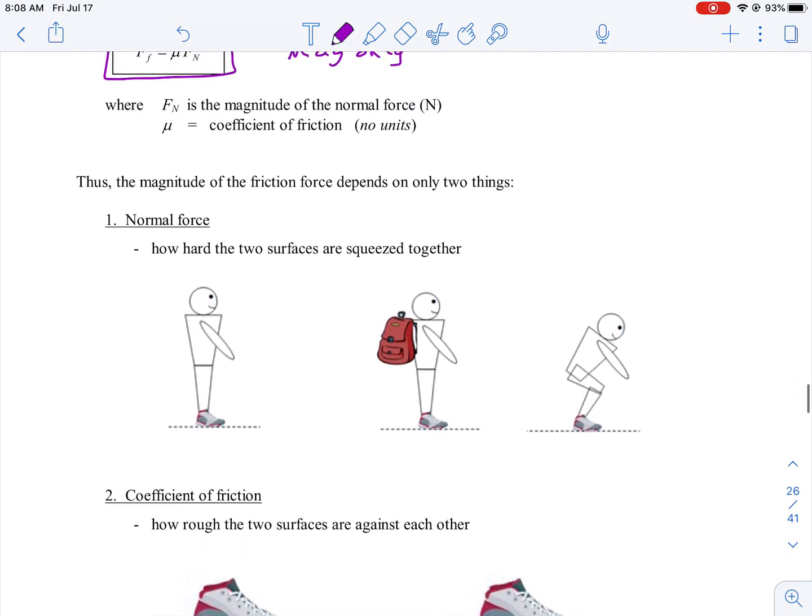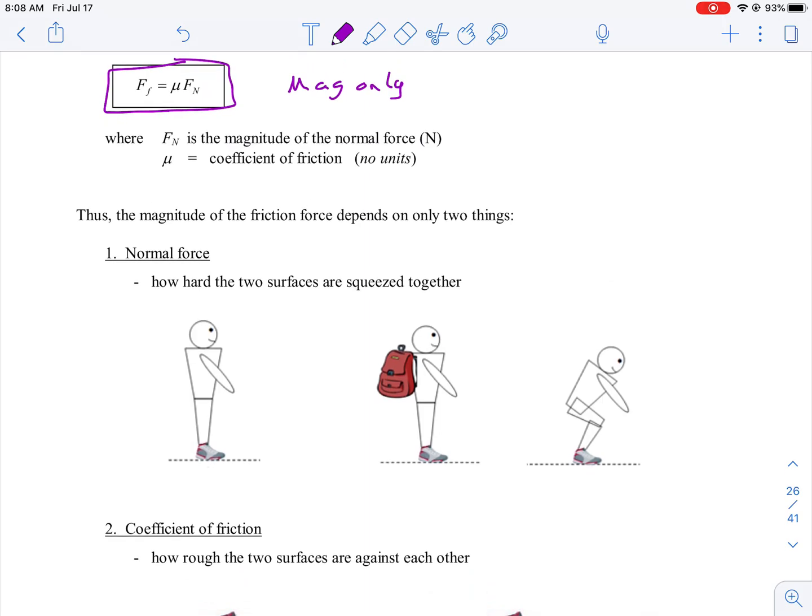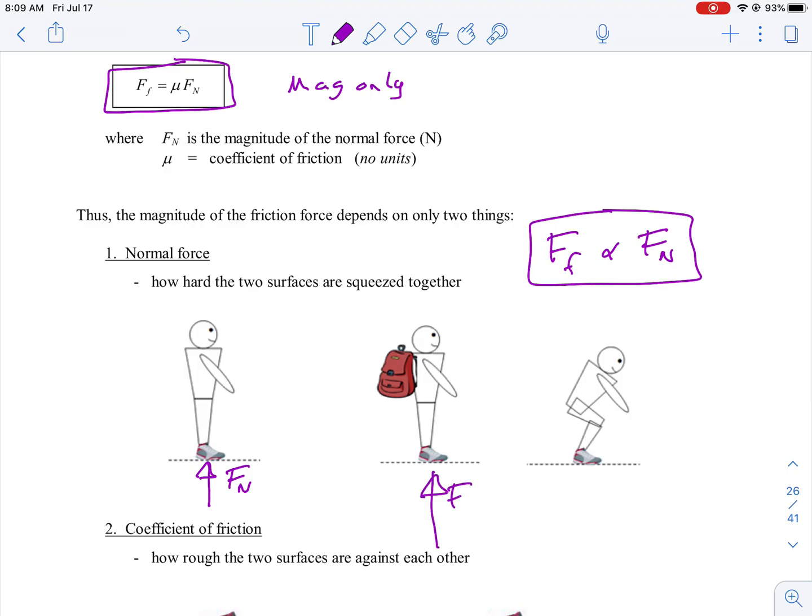Based on this formula, if we talk about normal force, if you look at Ff and Fn, you'll notice that Ff is directly proportional to the normal force. And if you remember, normal force is how hard the two surfaces are squeezed together. So the more you squeeze the two surfaces, the greater the friction force. For this person right here standing on the ground, the first diagram, this person might experience, let's say, a certain amount of normal force.